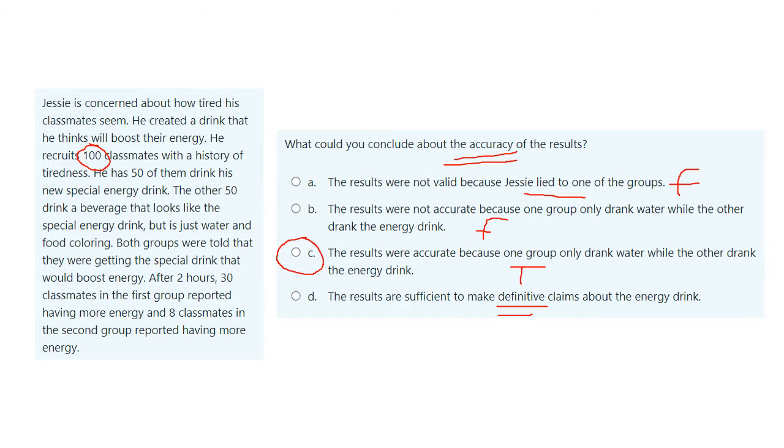To make it stronger, you would repeat the experiment at different times of day, and you would repeat it with different groups, and you would do it with more people. And after you get all of those results, if all of those results say the same thing, then you could make definitive claims. But it cannot make any definitive claims yet. So D is not true.